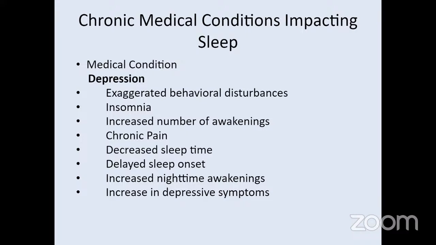Another condition that can lead to sleep impairment is depression. How can depression lead to sleep impairment? By exaggerated behavioral disturbances and an increased number of awakenings. Depression is also linked to chronic pain, which can impair the quality of sleep. Also, depression is known to decrease sleep time. It can lead to delayed sleep onset and increased nighttime awakenings, in addition to an increase in depressive symptoms.